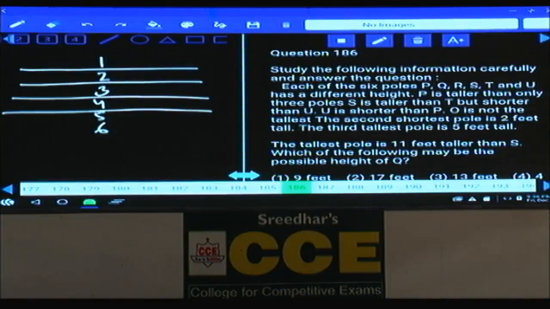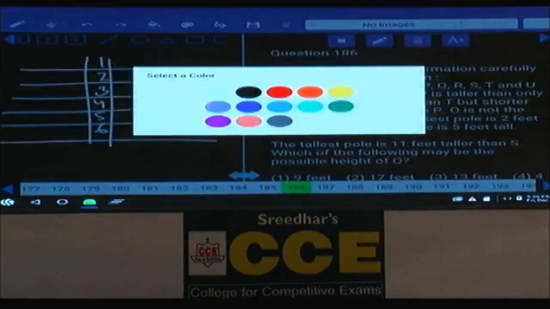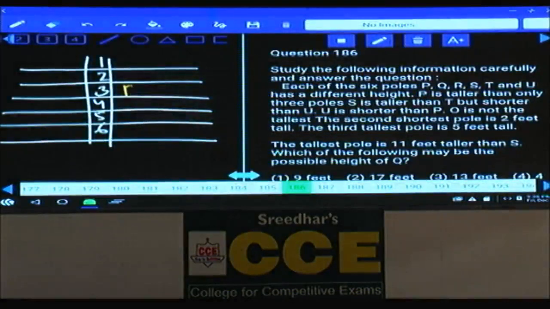Then what is condition number 1 provided here? The first condition is P is taller than only 3 people. Now this P is taller than how many people? P is taller than only 3 people. S is taller than T but shorter than U, so U, S, T. And U is shorter than P. Now this U is shorter than P means U, S and T must be in this order. U is shorter than P. O is not the tallest.